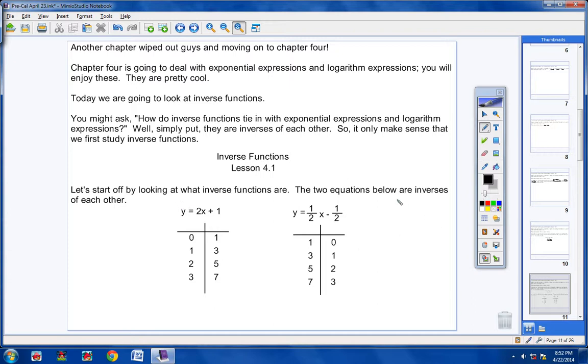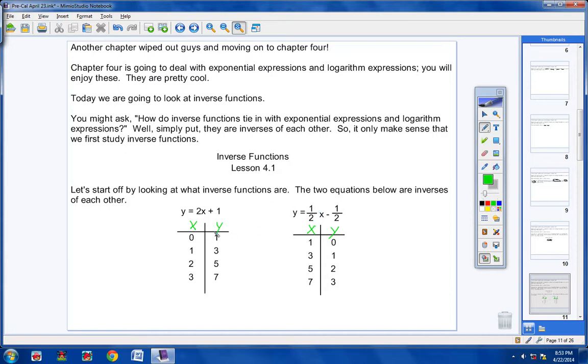Now, the two equations below are inverses of each other. Now, Caleb, Matthew, don't worry yourself about saying, how did he get this? How did he know that? We'll get into that later, trust me, okay? And I did forget to put an x here and a y here, so be sure and do that. But anyways, do you notice something about two equations that are inverses of each other?